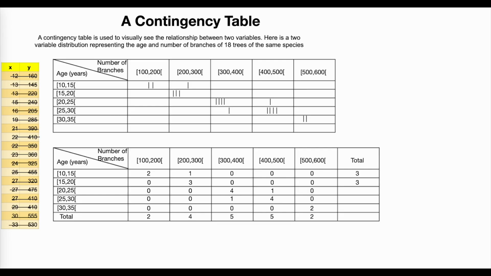3 and 0 is 3. 1 and 4 is 5. 1 and 4 is 5 again. 0 and 2 is 2. If you add all of these up, it should be 18. 3 and 3 is 6, plus 5 is 11, plus 5 is 16, plus 2 is 18. Here, 2 and 4 is 6, plus 5 is 11, plus 5 is 16, plus 2 is also 18. This is 18. It's a total of these classes and a total of those.